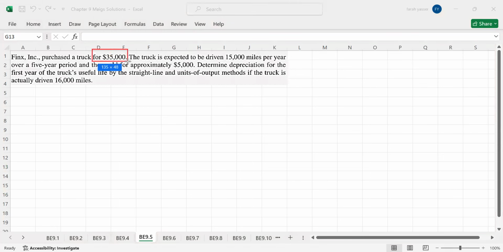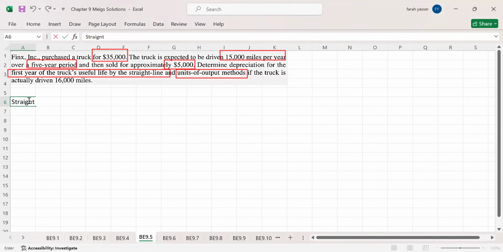In 9.5, the cost of the truck is given, and the truck is expected to be driven 15,000 miles per year over a 5-year period and then sold for approximately 5,000 dollars. So determine depreciation for the first year of the truck's useful life by the straight line method as well as the unit output method, if the truck is actually driven 16,000 miles. So residual value is given, cost is given, and we have two different methods.